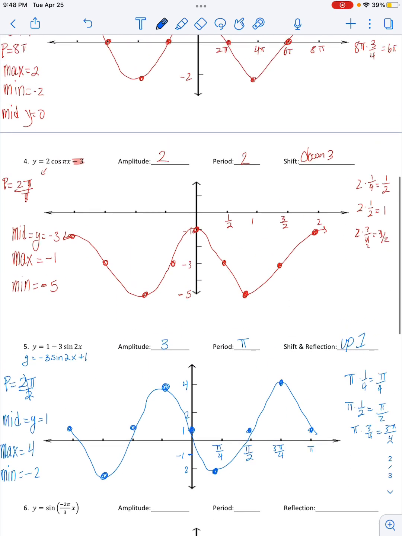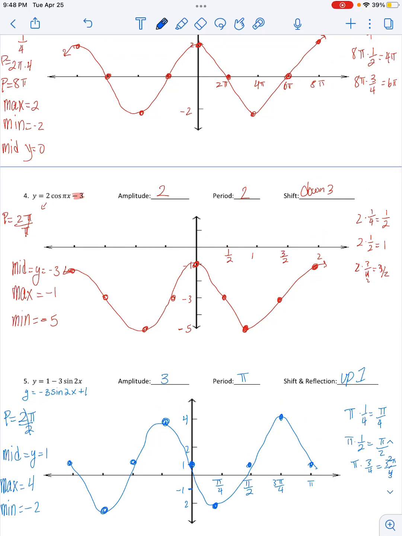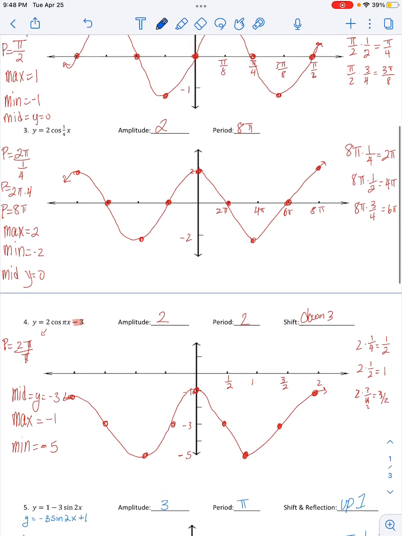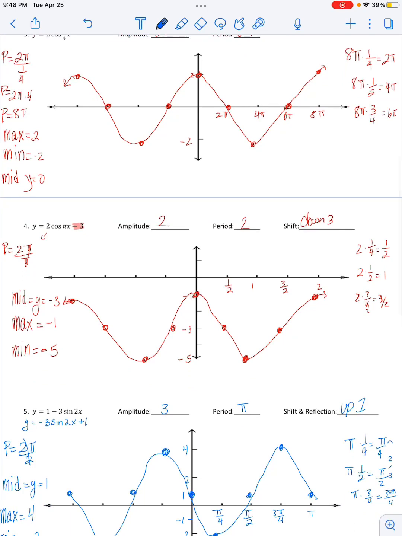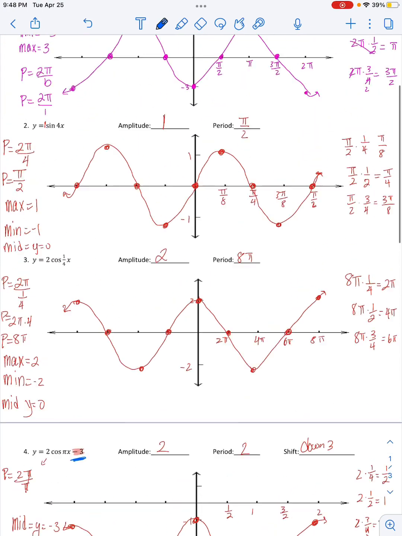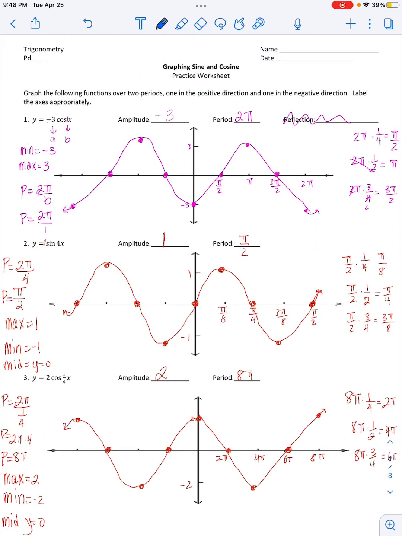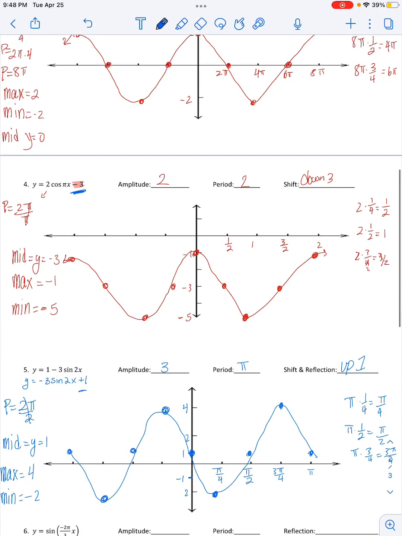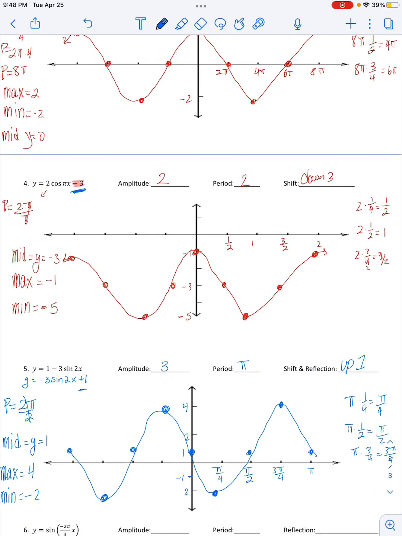And I think we're going to stop there. You were able to see how the graph shifts when we add a C value. It depends on the value out here. If it's negative, it's going to shift down. If it's positive, it's going to shift up. Cosine either starts at the maximum if it's positive, the minimum if it's negative, and sine is always going to start at the midline. So if there's a shift up or down, it's going to start at that midline.